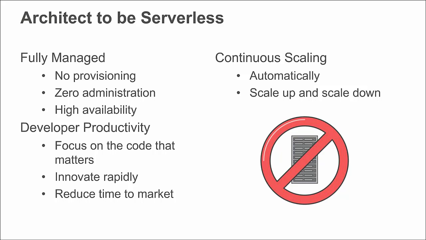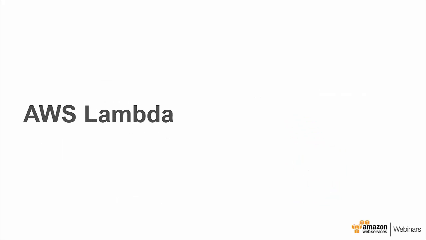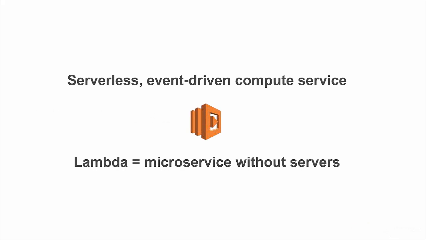And finally, the serverless approach to applications will allow the applications you build to have their scaling managed for you as well, no matter what that scale is. So first, let's talk about the core service that's going to enable these benefits for you, and that's AWS Lambda. You can think of Lambda as a serverless event-driven compute service, or a microservice without servers. Each Lambda function you create can be thought of as a microservice within a service-oriented architecture.